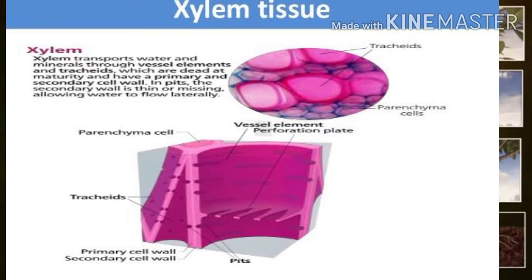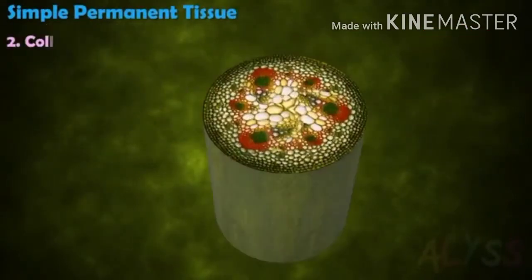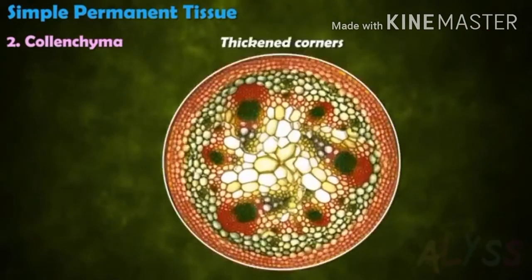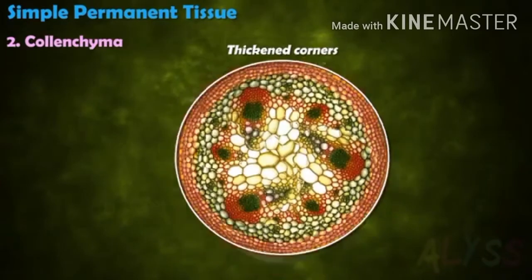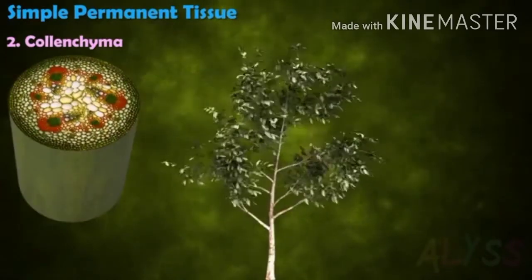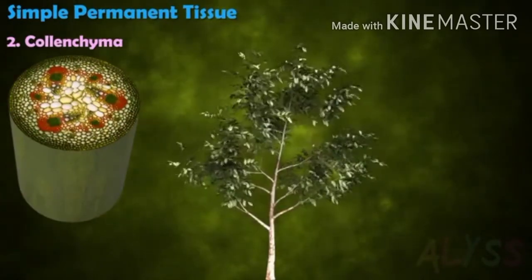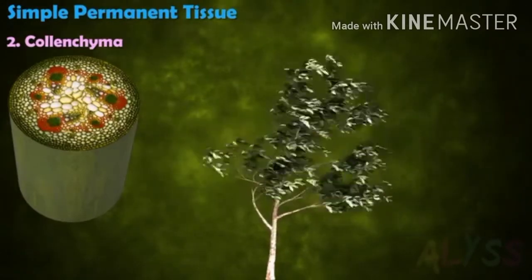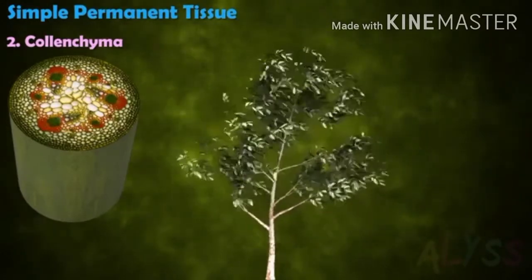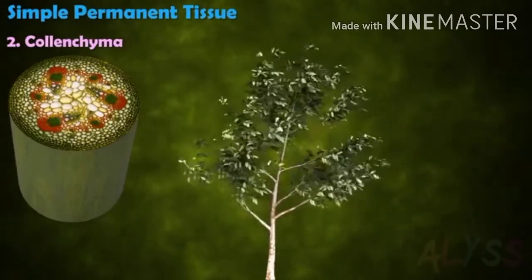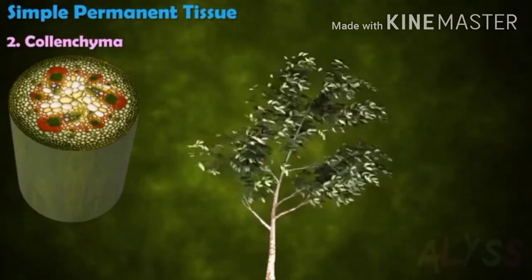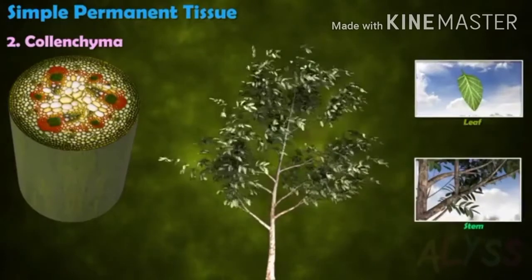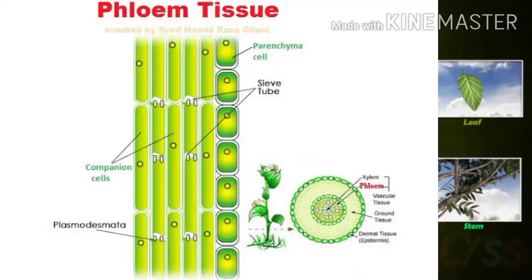Xylem. This is usually called wood. This is conducting tissue. Its two main functions are conduction of water and minerals and to provide mechanical strength. The age of the plant is determined by counting the annual rings of the xylem tissue. The method of determining the age of a plant is called dendrochronology.